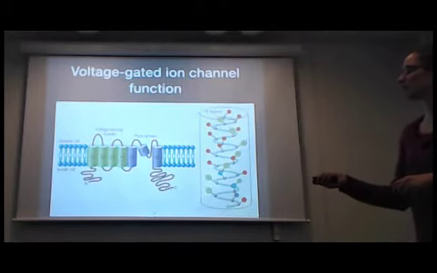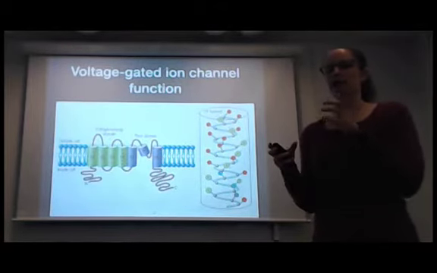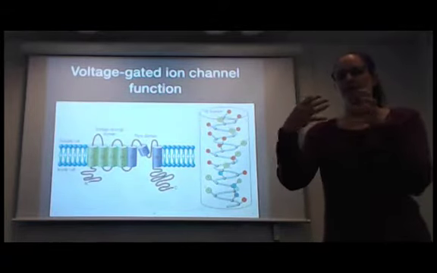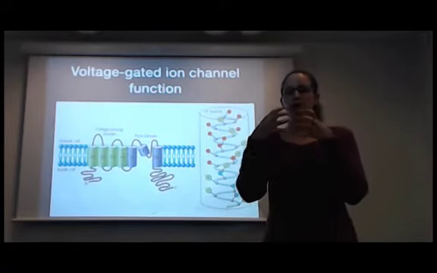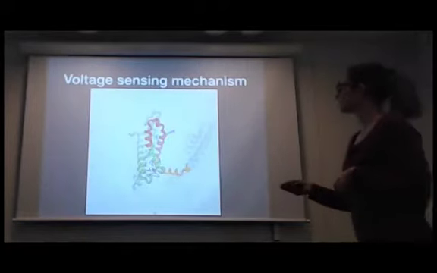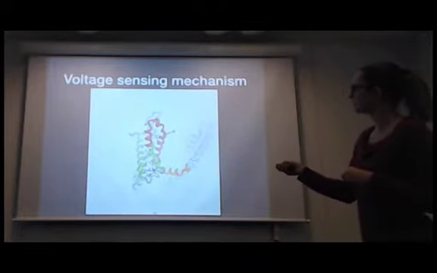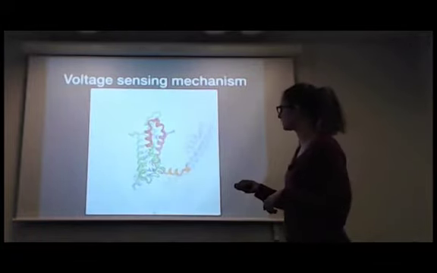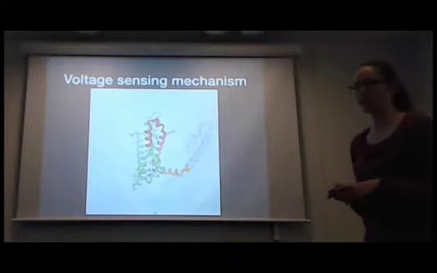So the S1, S2, S3, and S4 assemble together in a bundle, and S1, S2, and S3 have negatively charged residues on them, so that the positively charged residues of S4 can stably sit in a transmembrane position. This is what the zoom in onto the transmembrane voltage sensor looks like. The positively charged residues are in blue, and the negatively charged residues of S1, S2, S3 in green are shown in red.